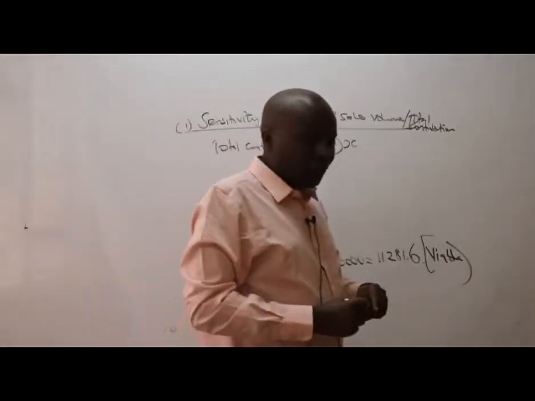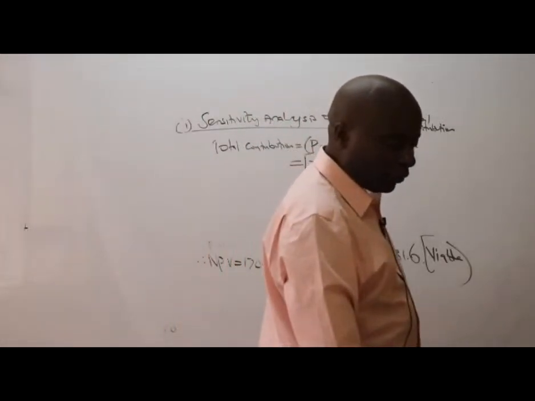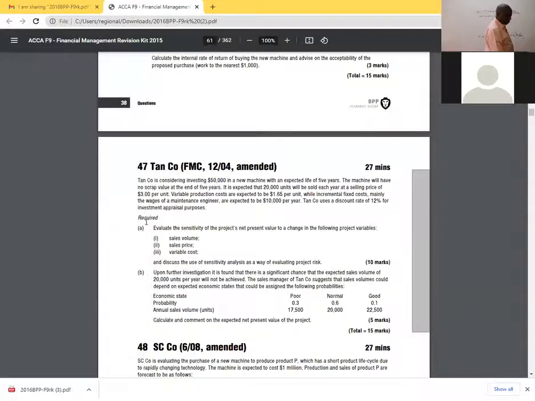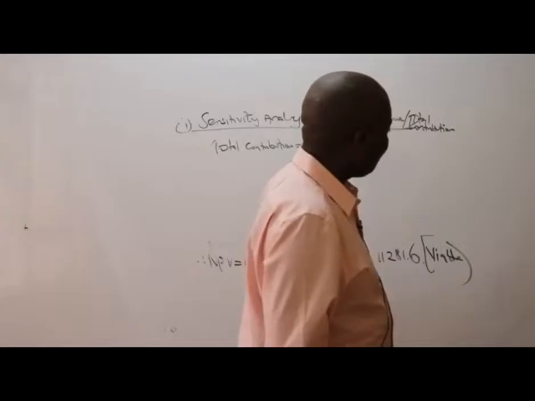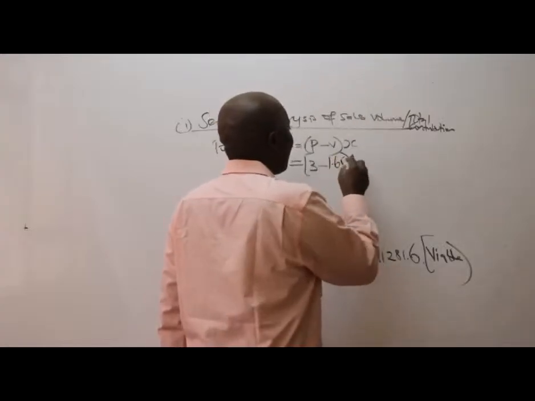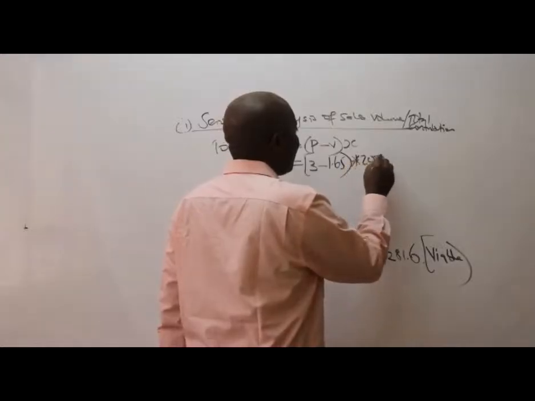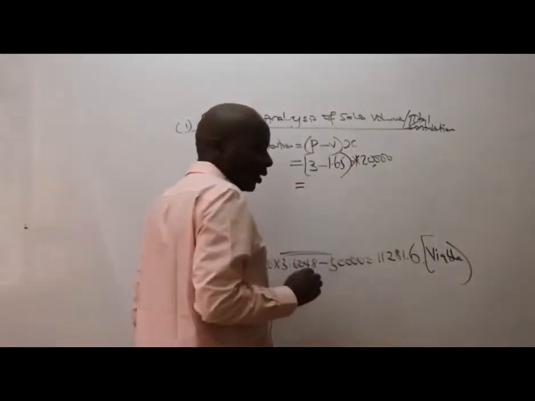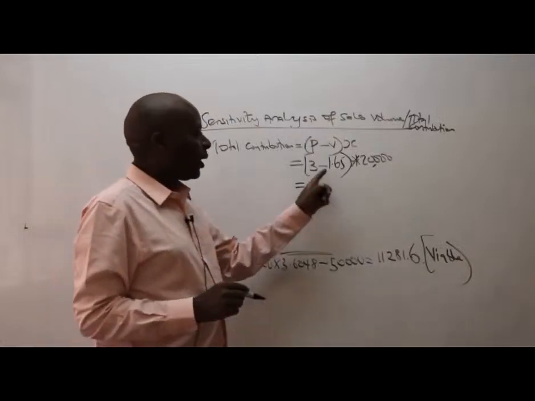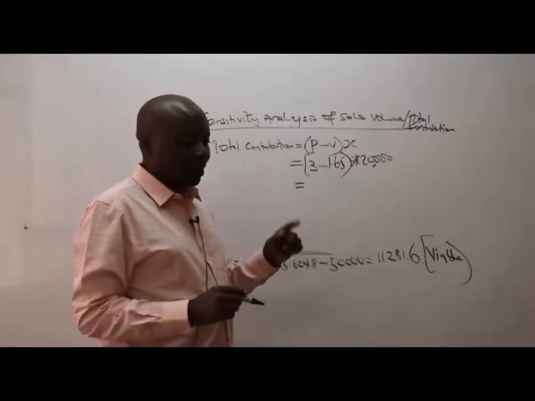You gave me the figure of variable cost. Variable cost is 1.65 per annum. So minus 1.65 multiplied by the number of units here, which are how many? 20,000. So then this will end up giving me what figure, somebody? 3 minus 1.65 times 20,000.